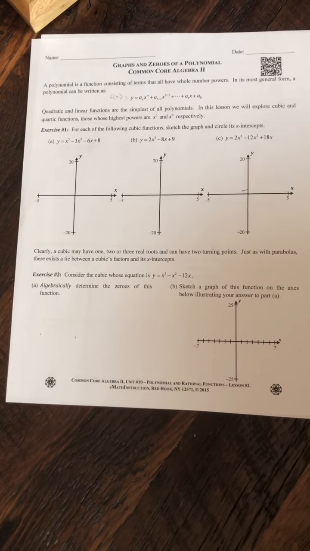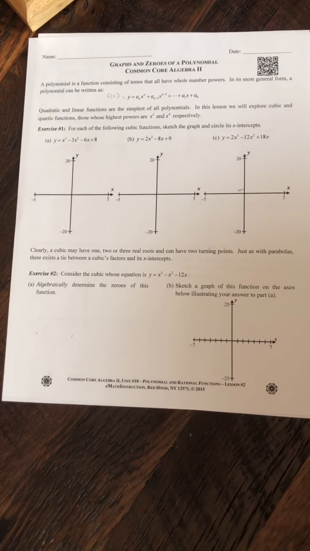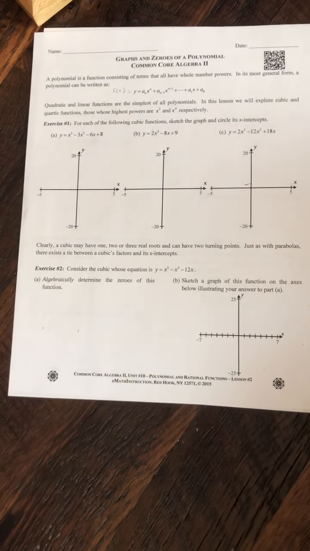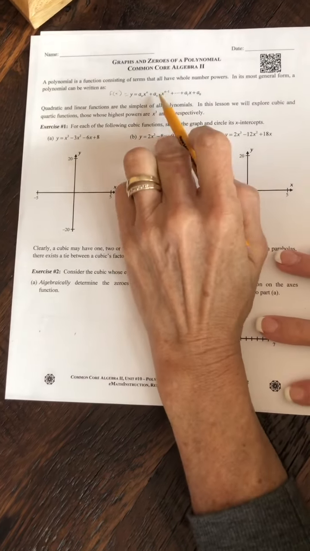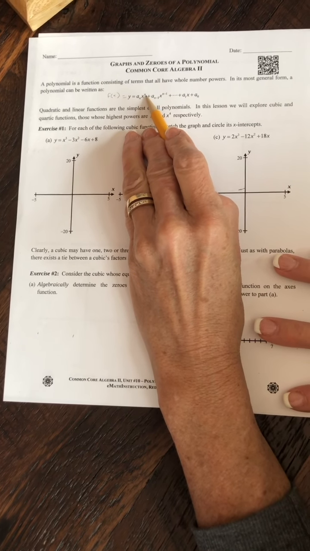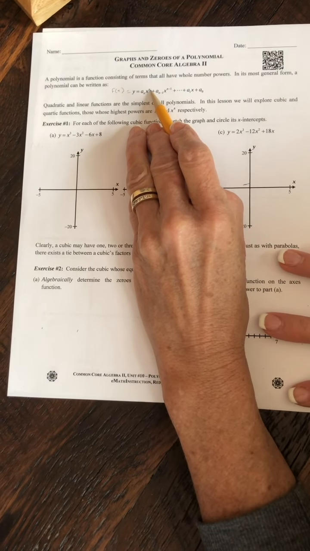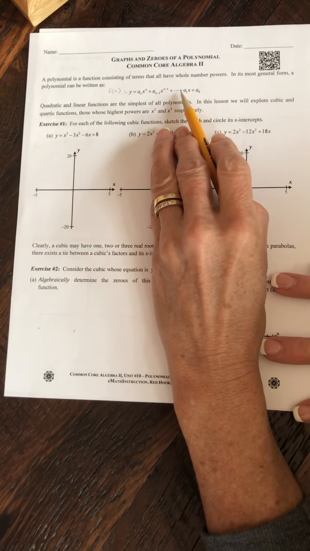Today we're going to be working on graphs and zeros of a polynomial. A polynomial is a function consisting of terms that all have whole number powers. In other words, the exponent on this power is going to be a whole number, so 1, 2, 3, 4, etc. Not negative, not a fraction.